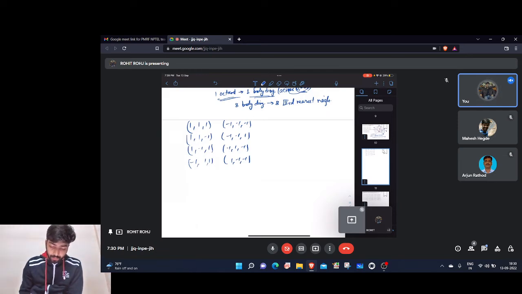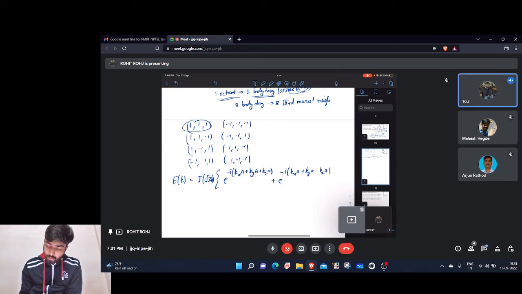Alright, and similarly we can write E(k) as, now this time J would be root 3 times a, e raised to the power minus i for the first 1 1 1, I can write kxa plus kya plus kza. Then for the second one I can write minus i, kxa plus kya minus kza, oh, that would be minus here. Then plus e raised to the power minus i, kxa minus kya plus kza, plus e raised to the power minus i, minus kxa plus kya plus kza.